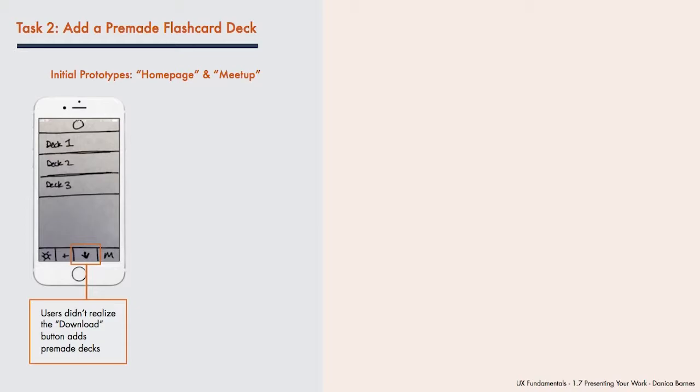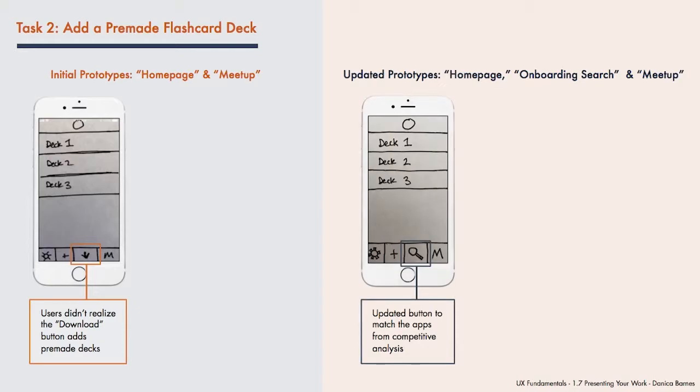So we decided we needed to change up that icon, and so what we did was we changed it to a magnifying glass, as in like you're searching for a new deck. And we thought this would be a good idea because this is the icon that all 3 apps in our competitive analysis used, and so we felt pretty confident that this would be a good choice that had been well tested by other people.